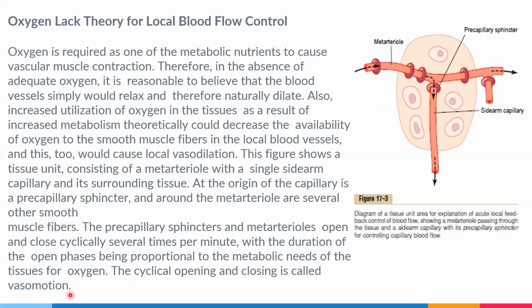So, when there is a decrease in oxygen concentration in the tissue where the side arm capillary runs, the precapillary sphincter as well as the smooth muscle fibers lining the meta-arteriole will dilate and allow more blood to come into the side arm capillary. And thus, oxygen concentration will guide the local blood flow control in this particular tissue.